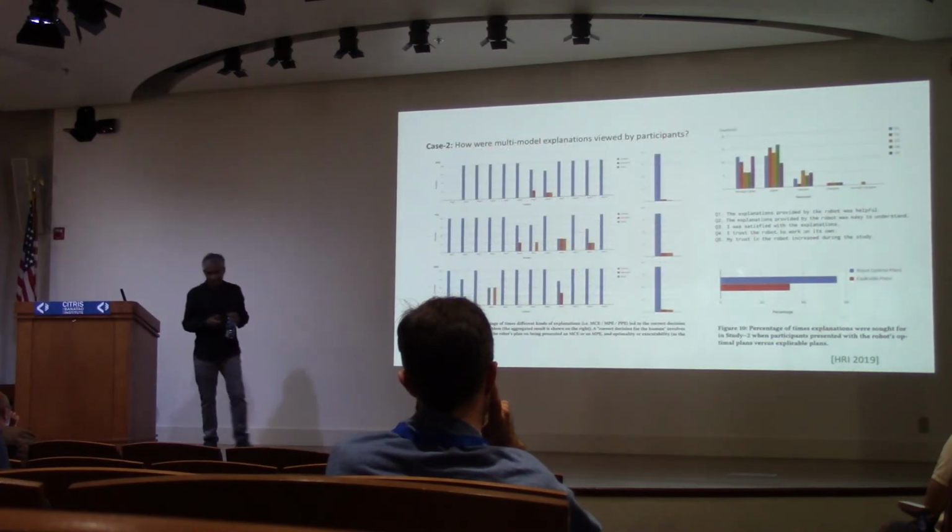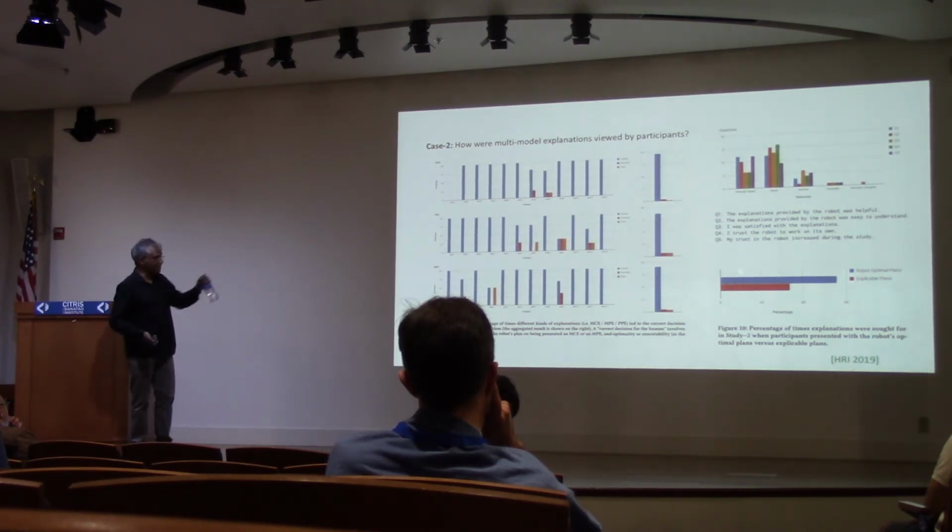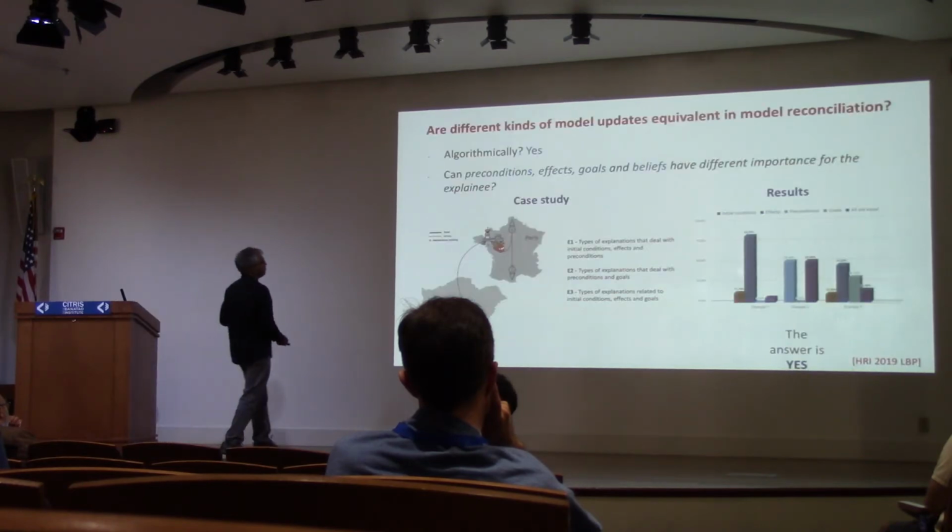The other thing is that, as obvious as it is that if you do explicable behavior, people won't ask you for explanations. Is that true or not? It actually winds up being true when humans are working with each other. Okay? So that's the kinds of things that were shown in the HRI paper.